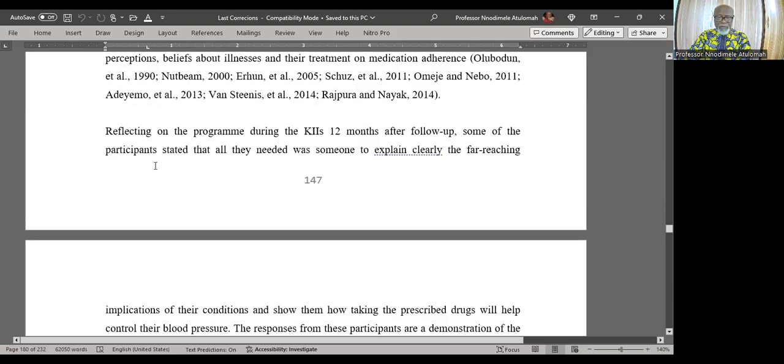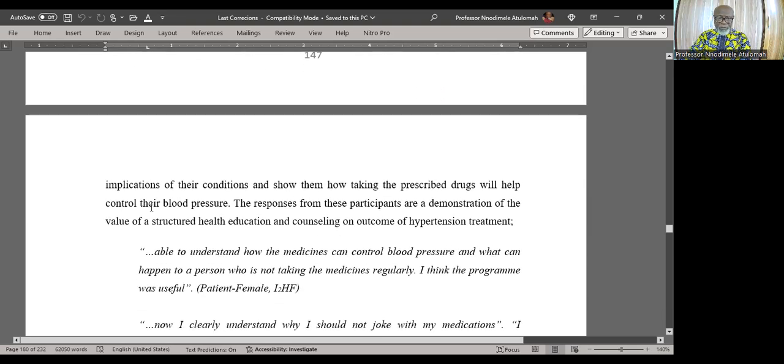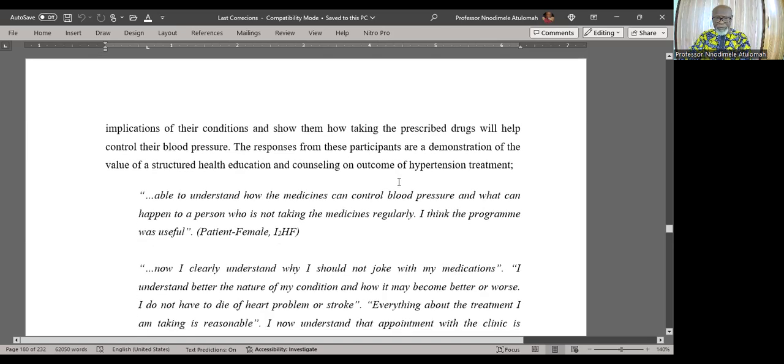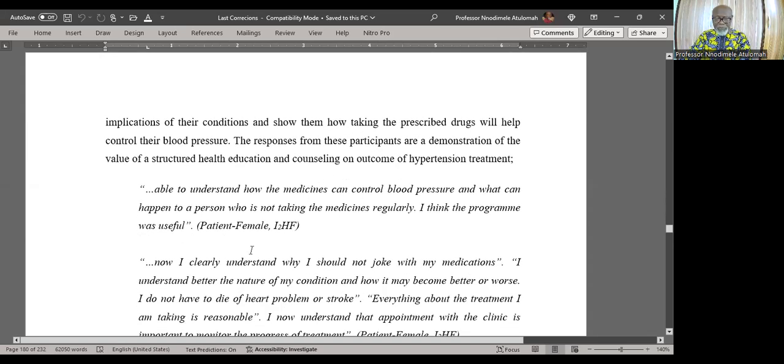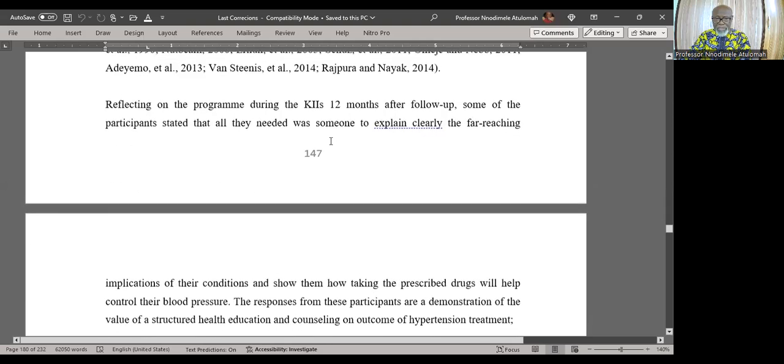It starts on here, reflecting on the program. This is me now, reporting, reflecting on the program during the key informant interviews, 12 months after follow-up. Some of the participants stated that all they needed was someone to explain clearly the far-reaching implications of their condition. What I'm writing now is putting everything together, but I need the specific tone and voice of those people to corroborate what I've put in here.